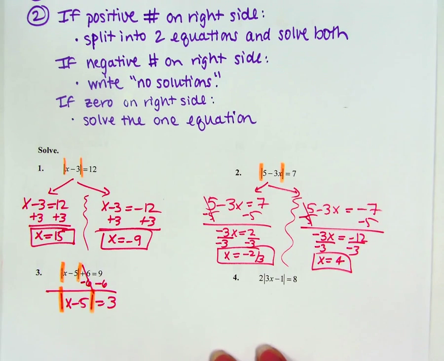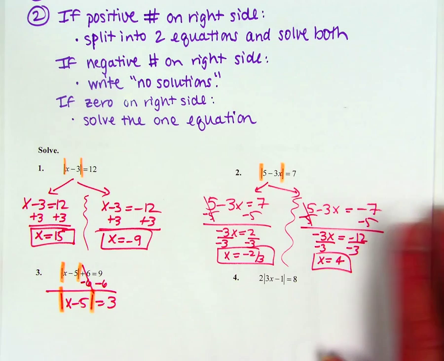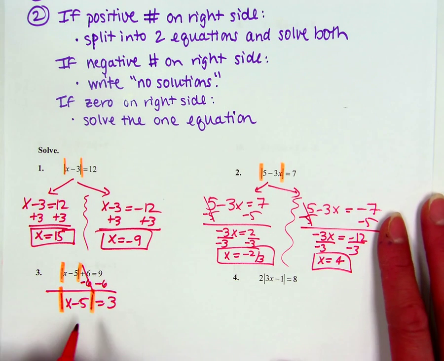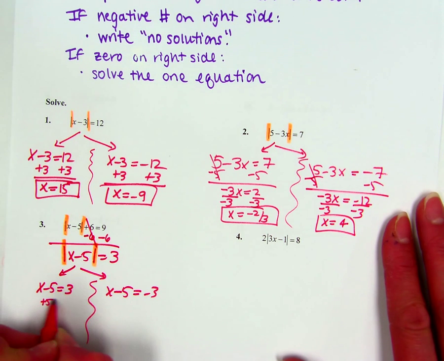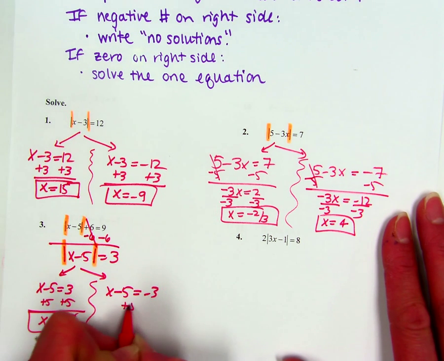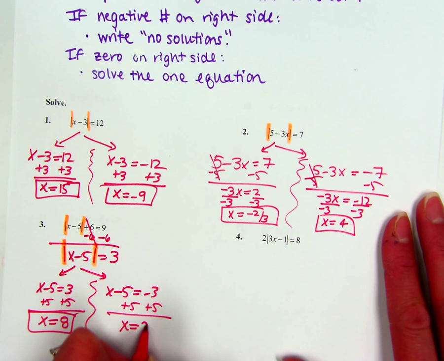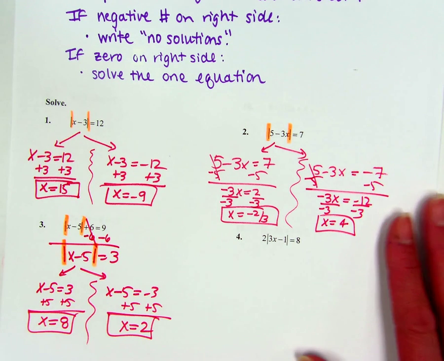So step 2 is decide, is my number positive, negative, or 0? 3 is positive, so I've got x minus 5 equals 3. X minus 5 equals negative 3. Then you're just going to solve your two equations. So one answer is x equals 8. The other answer is x equals 2.